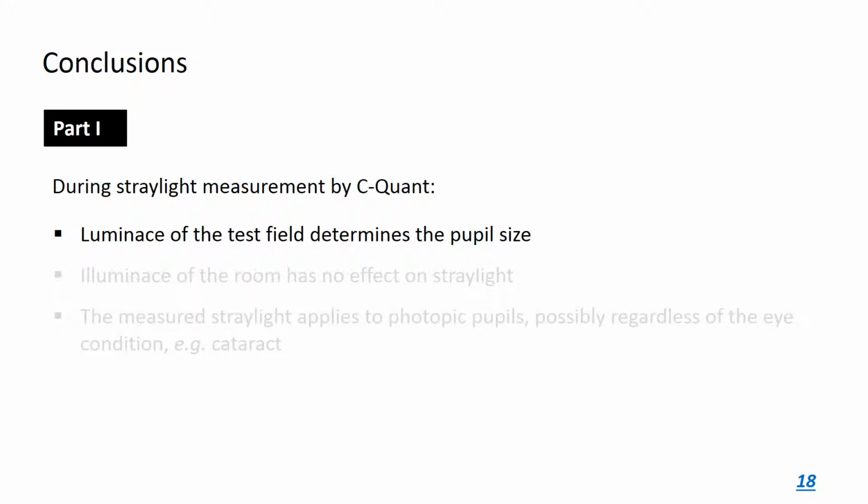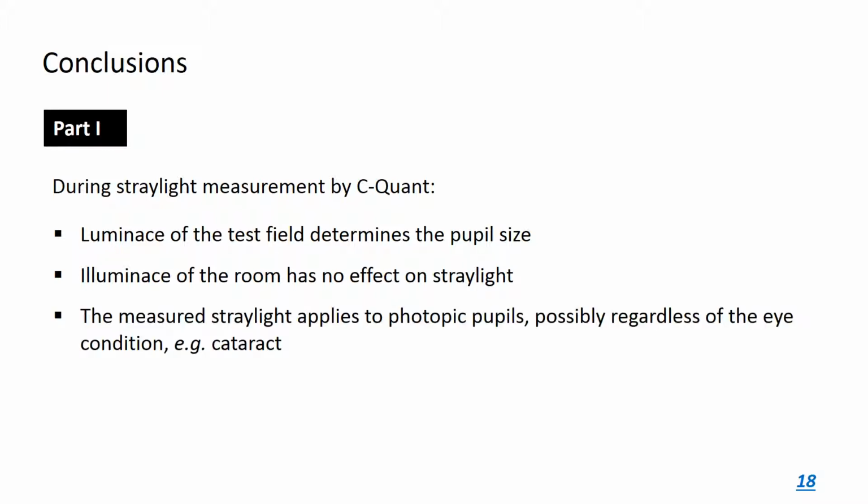First, under both mesopic and scotopic conditions, the luminance of the test field is so much higher than that of the room that it is the brightness of the test field that determines the pupil size. Next, we found out that the illuminance of the examination room during stray light assessment does not affect the outcome. Eventually, we gathered that, regardless of the lighting level, stray light measured in a laboratory applies to photopic pupils at an adaptation level corresponding with a daytime illuminated room. It seems probable that the same applies irrespective of eye condition, such as cataract.